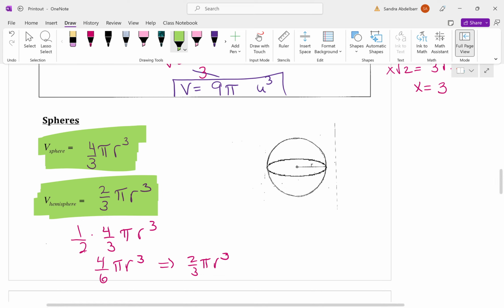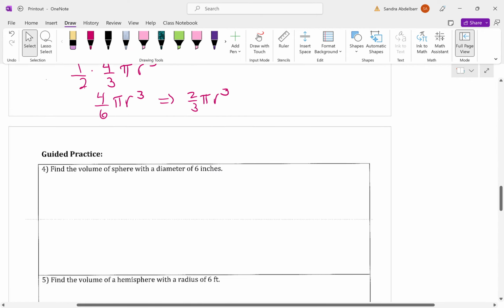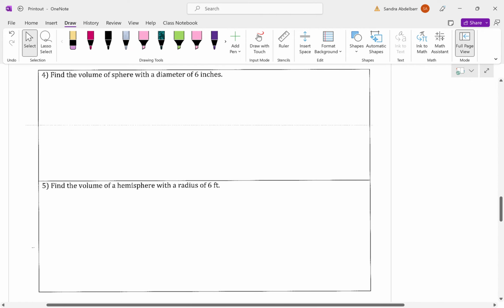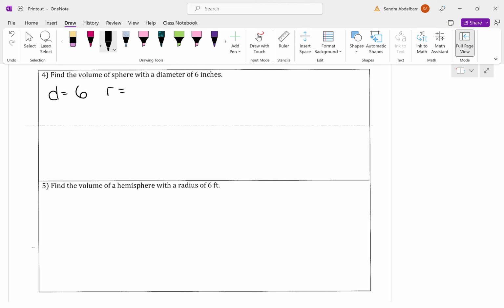Are we ready? All right. Find the volume of a sphere with a diameter of 6. Well, if the diameter is 6, what's the radius? 3. And the volume of a sphere is 4/3 pi r cubed. So we are now 4/3 pi 3 cubed. Now 3 cubed is not 9. No, it's 27. 3 cubed is 3 times 3 times 3.